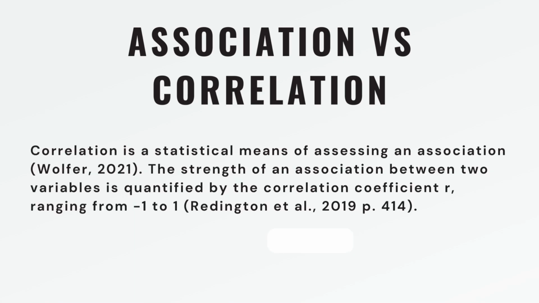Correlation, on the other hand, is a more specific statistical term and does not just refer to the existence of a relationship between variables. While association is the more general term and could refer to any linear or nonlinear relationship, correlation is more specific and measures a monotonic and often linear association between two numerical variables. Correlation is a statistical means of assessing an association. The strength of an association between two variables is quantified by the correlation coefficient R, which ranges from -1 to 1.